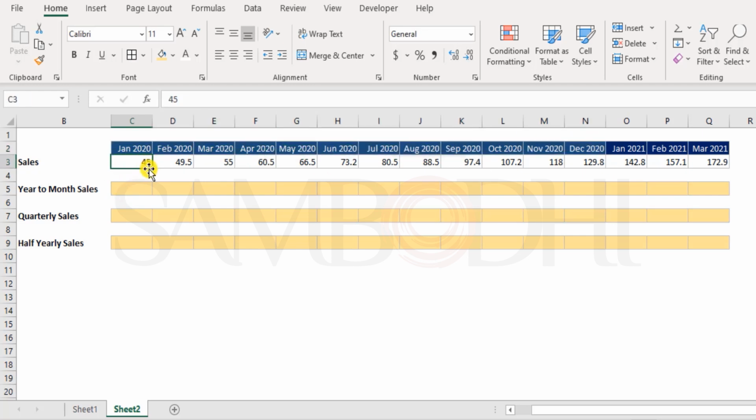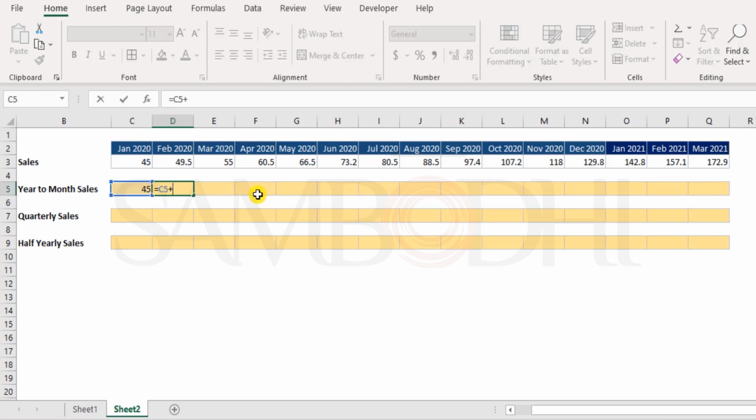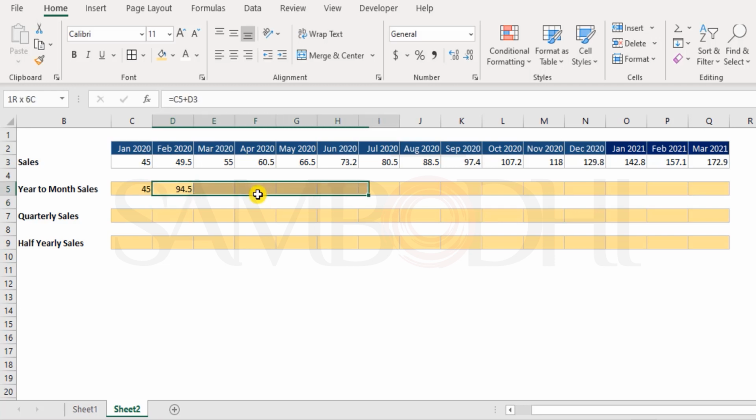So it starts from 45 in January. February, it's 49. So the cumulative figure would be something like 94.5. Okay. So in other words, I can say that we need to calculate the cumulative sales for each year until each month. So first it should be 45, then something like this plus this, and goes on until December.